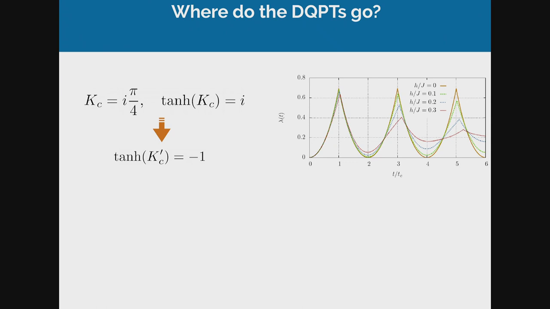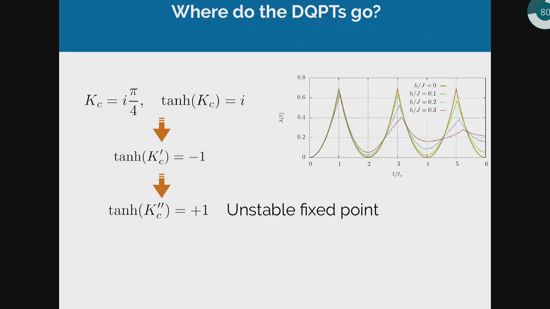And now we do a second RG step. And the square of minus 1 is 1. So we get that tanh of k flows to plus 1. And when we do more RG steps, we will stay there, of course. And remarkably, it is the value of the unstable fixed point.